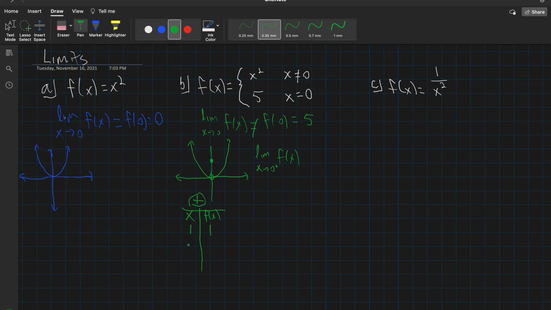But remember, we're trying to approach 0, so 1 is way too far away from 0 to actually really be relevant here. So we want to keep getting closer and closer to 0 while still staying positive. So what happens when we plug in 0.1? Okay, so 0.1 squared is 0.01. Well, 0.1 is still too big. It's way too far away from our value of 0. So let's pick an even smaller number that's still positive, 0.01. What happens when you do 0.01 squared?